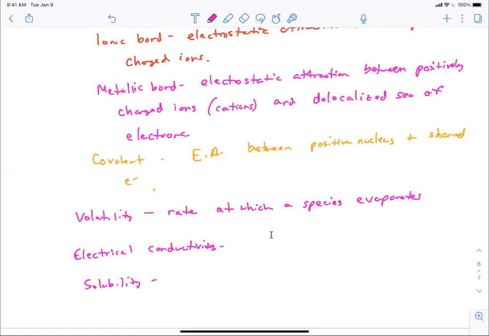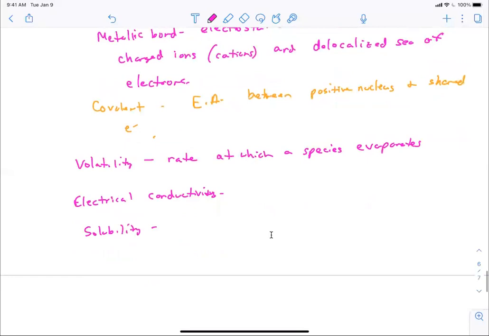So the higher the volatility, the higher the rate at which it evaporates. Acetone has a very high volatility because if you pour acetone on a table, it's going to evaporate fairly quickly. Whereas water has a very low volatility because it has strong hydrogen bonding IMFs, which keep the molecules close together.